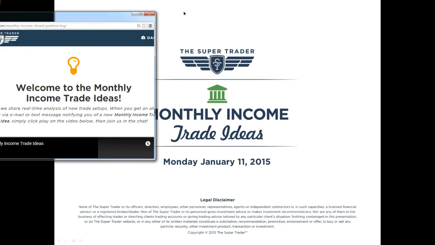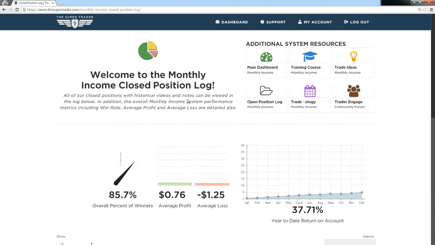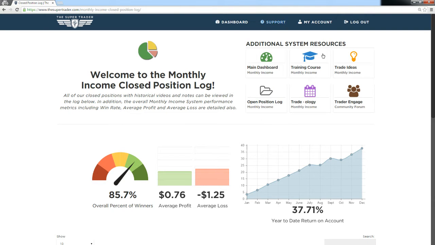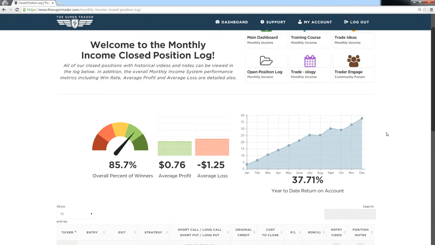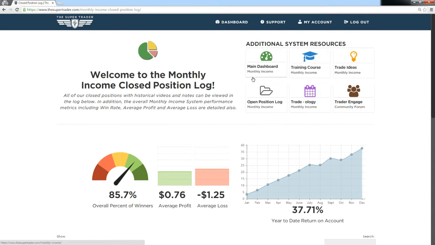Let's go over here and take a look at last year. This will be our first position for the year 2016, but last year we had a pretty good year. We had a couple of drawdowns, nothing serious, but for the most part we were able to make up those losses completely via the adjustments that we did. So I'm in the closed positions log here for the monthly income strategy.